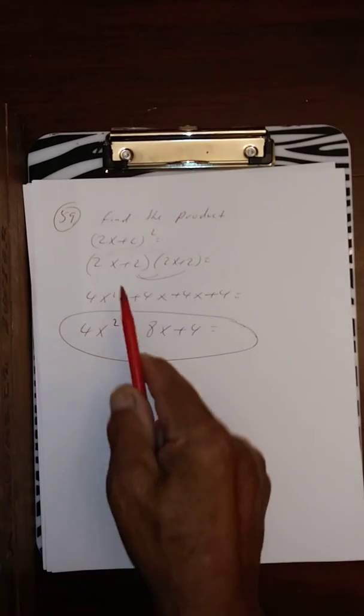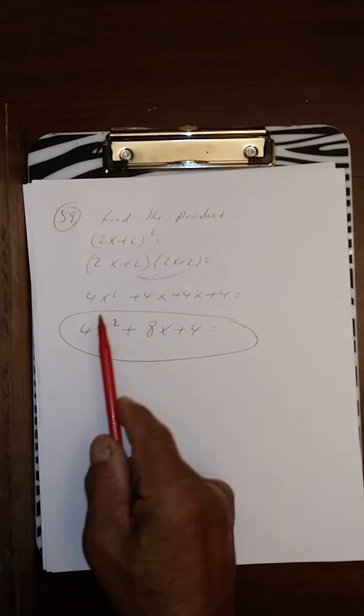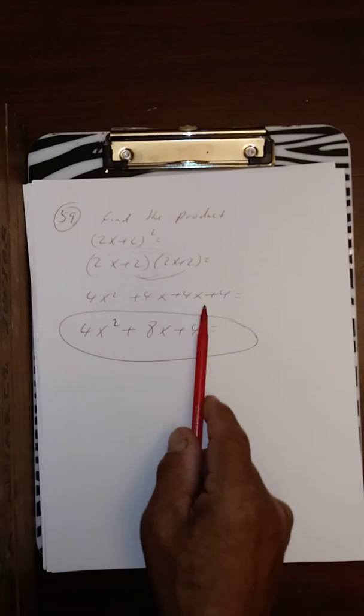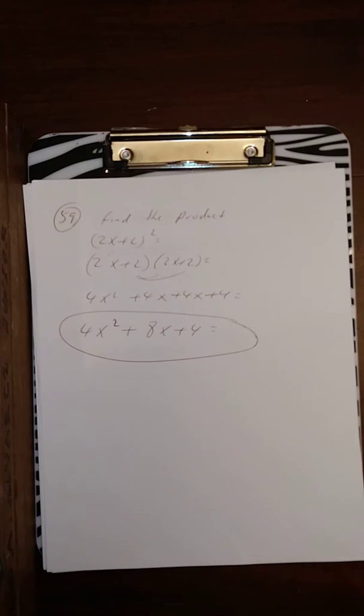Alright. Find the product. 2x plus 2 squared means twice. 2x plus 2, 2x plus 2, 4x squared plus 4x plus 4x plus 4, 4x squared plus 8x plus 4. We're done.